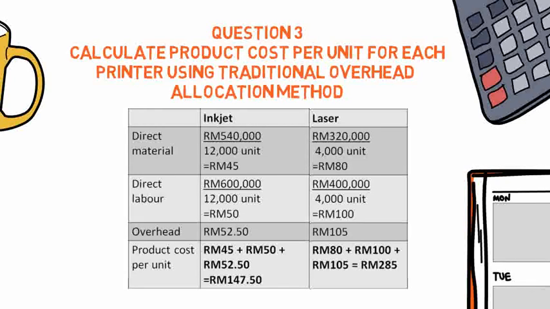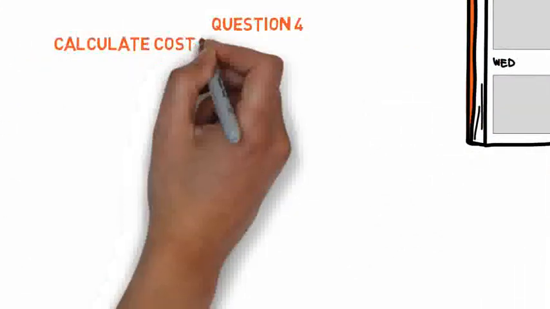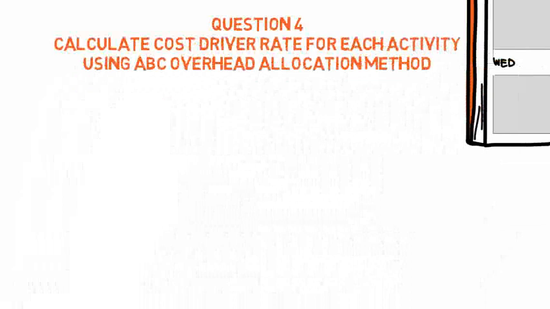So, product cost per unit for laser printer is total direct cost per unit plus overhead, equals Rm 80 plus Rm 100 plus Rm 105, equals Rm 285. Okay, we move to fourth question.